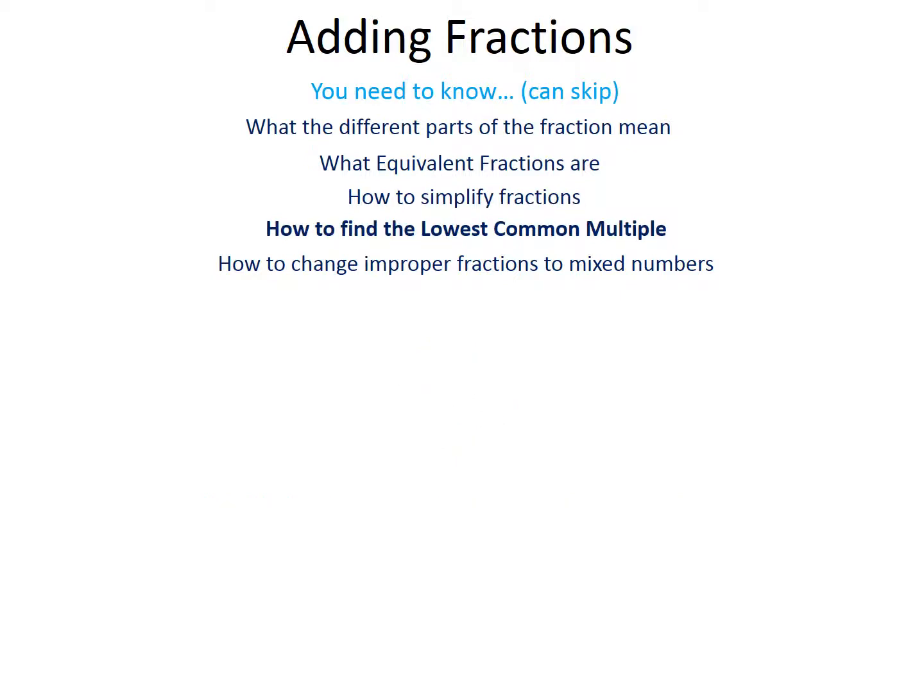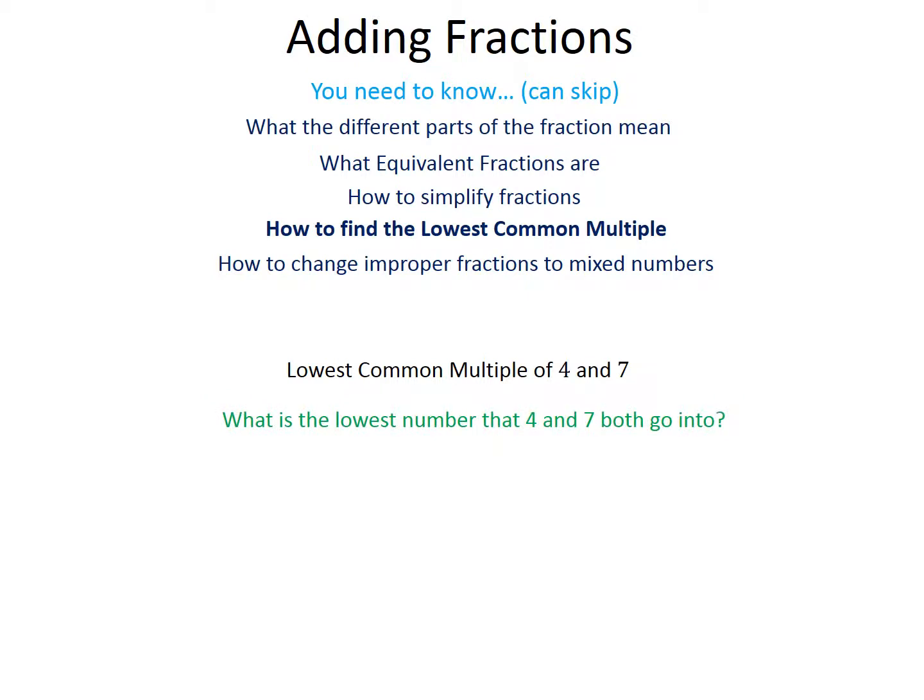Finding the lowest common multiple is also going to be necessary in this lesson. So to get the lowest common multiple of 4 and 7, what we're asking is, what is the lowest number that 4 and 7 both go into? Usually it's a number that's bigger than 4 and 7, but it could actually be one of the numbers itself, though not this time, because 4 does not go into 7.